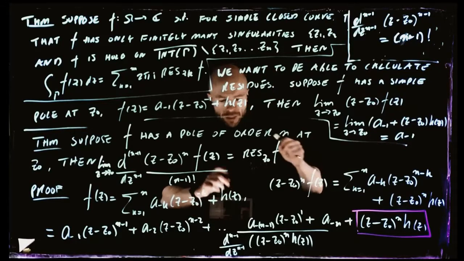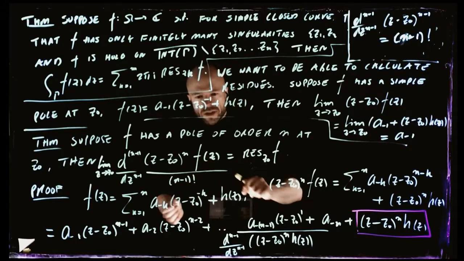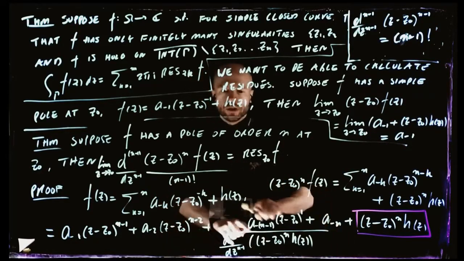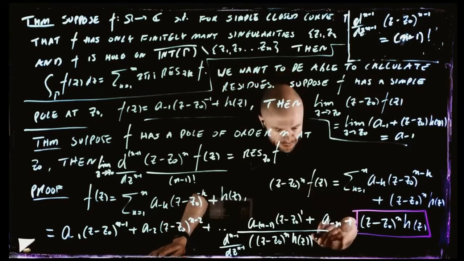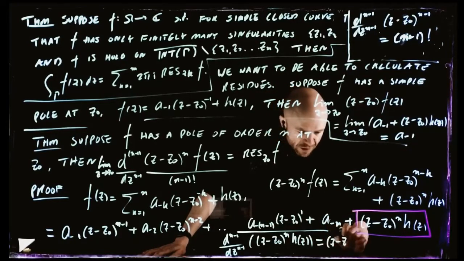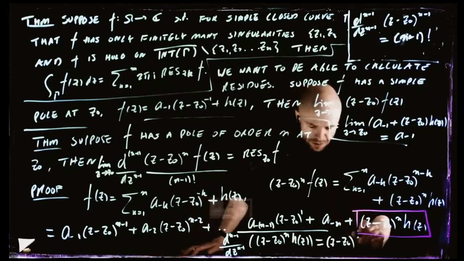So that when we take the limit as z goes to z0, this entire guy will just vanish. So just summarizing that, this expression will be of the form (z minus z0) times some other thing. Let's call it g of z.